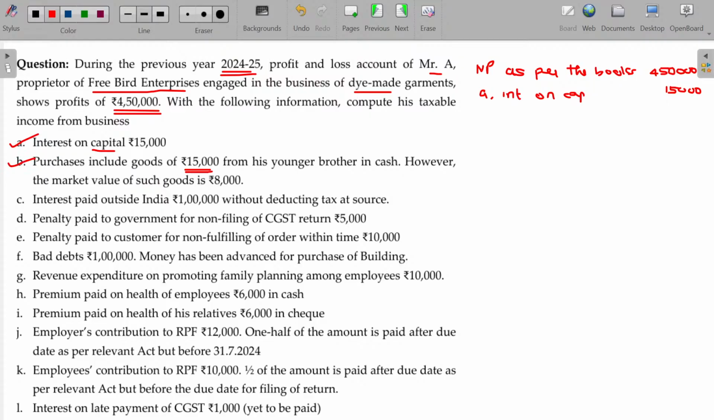B. Purchases include goods worth rupees 15,000 from his younger brother in cash. However, the market value is 8,000. So here two sections are attracted. Section 40A(2): if you are purchasing from specified persons, relatives, excess payment will be disallowed. And if the payment is in the form of cash, then 40A(3) will be applicable. So out of the 15,000 rupees, the market value is only 8,000 rupees, and 7,000 is excess payment, disallowed under section 40A(2).